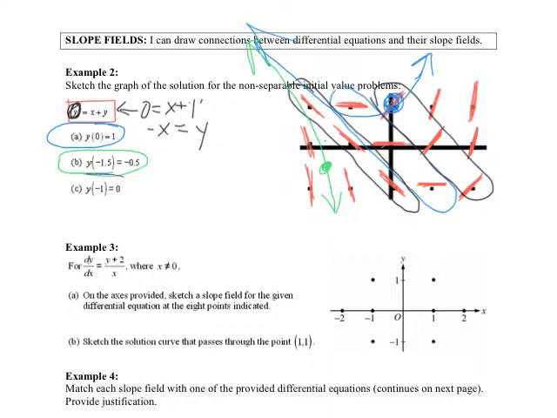And then finally, with the initial condition y of -1 equals 0, that would occur at this point, and our slope field would have us run right along that diagonal line. So the curves are our particular solutions given an initial condition. Alright, for example 3, I want you to take a shot at drawing the slope field.